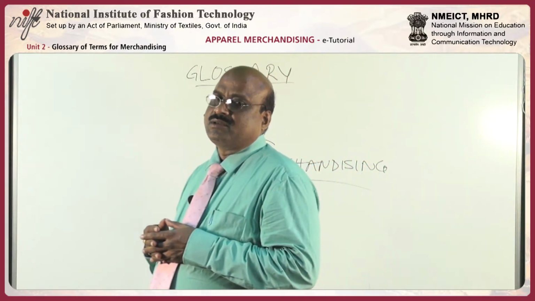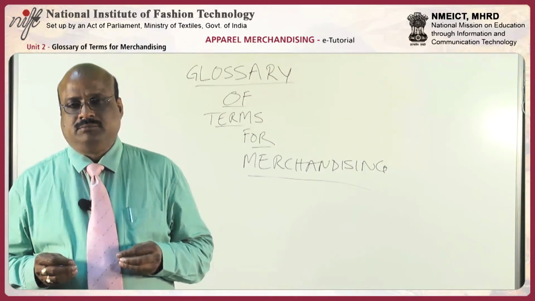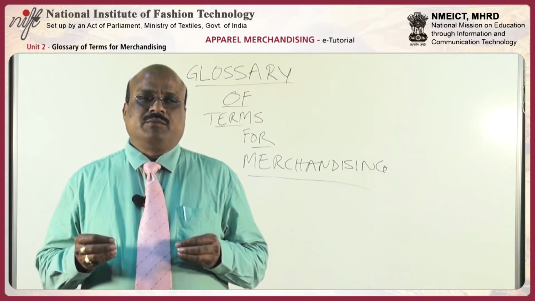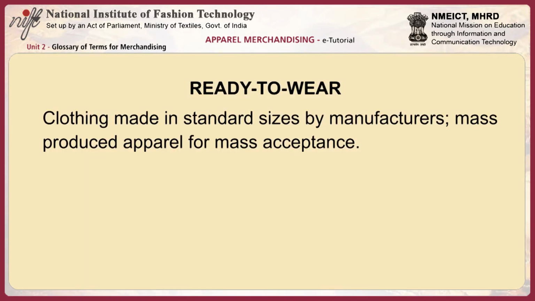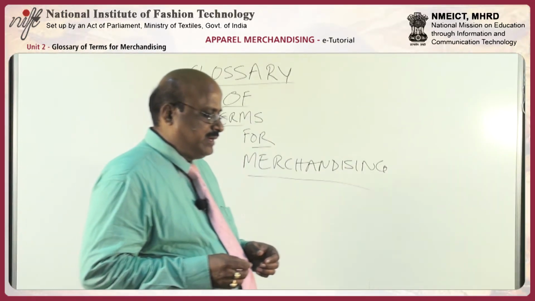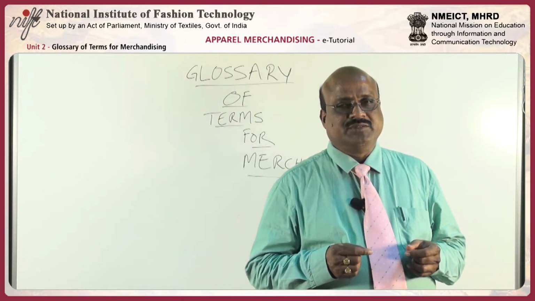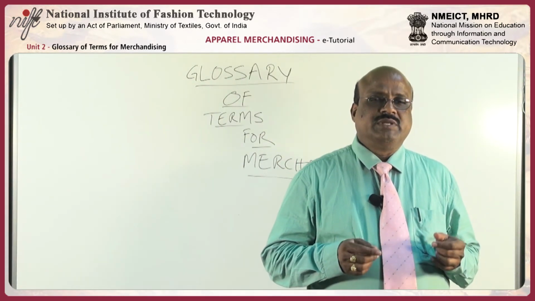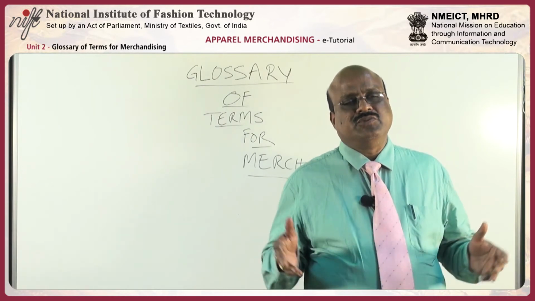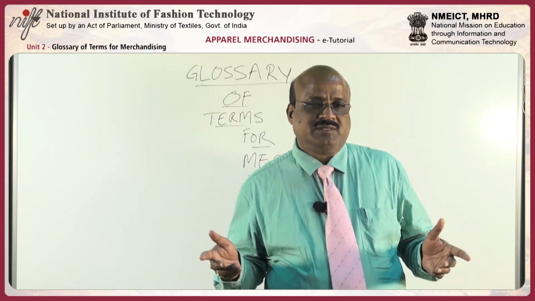The next term is RTW, ready to wear. So ready to wear means clothing made in standard sizes by manufacturers, mass produced apparel for mass acceptance. So ready to wear is produced in standard sizes by the manufacturers and they are produced in mass. So it is a mass produced apparel for mass acceptance and consumption.